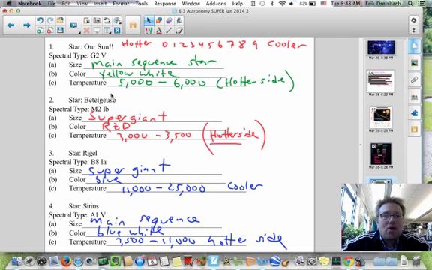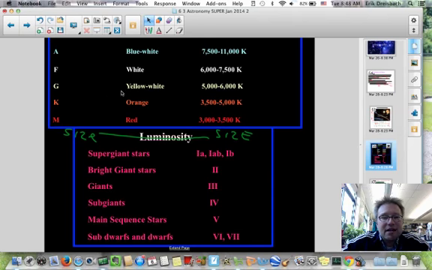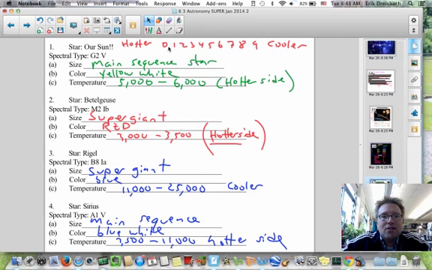For example, I'm not going to go through all of these, but for the sun, our spectral type is G2 Roman numeral 5. The Roman numeral 5 tells us that it's a main sequence star. The G tells us that it's a yellow-white star, so its temperature range is between 5,000 and 6,000 degrees. And the 2 tells us that it's on the higher side of that range. If you look over here, the lower the number is, the hotter the star is in that range. The higher the number is, the cooler it is.